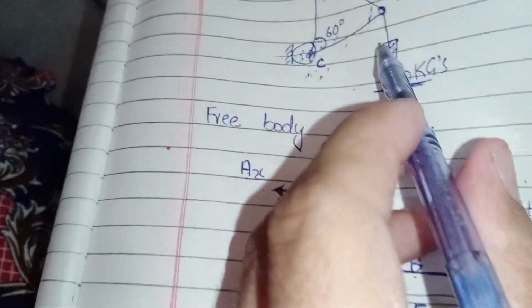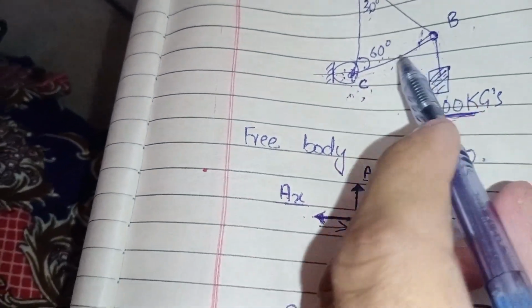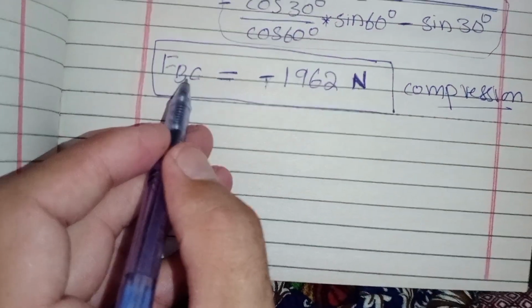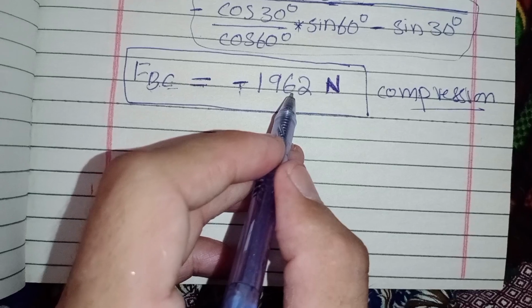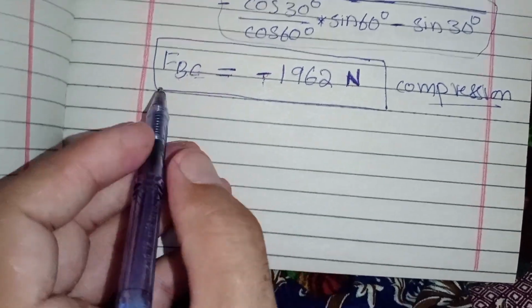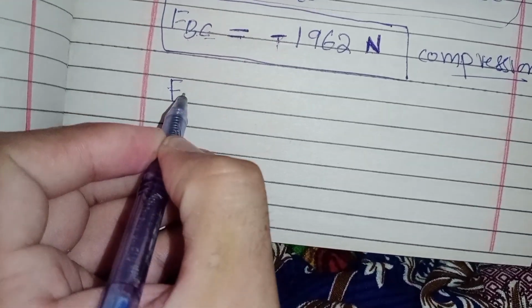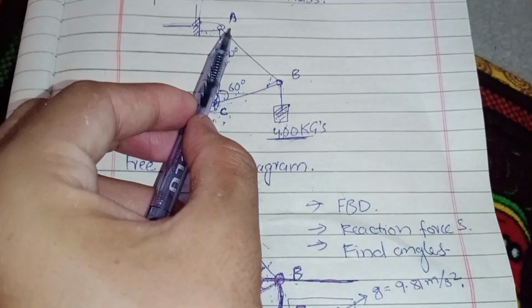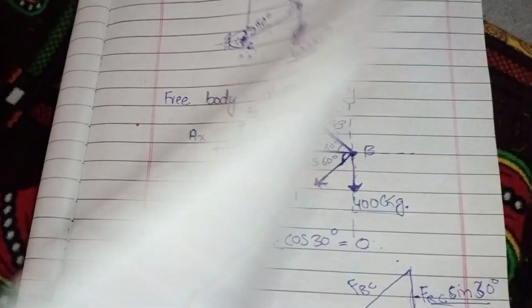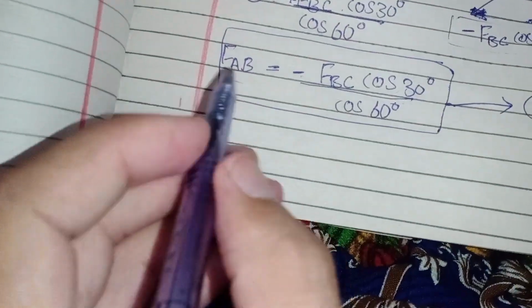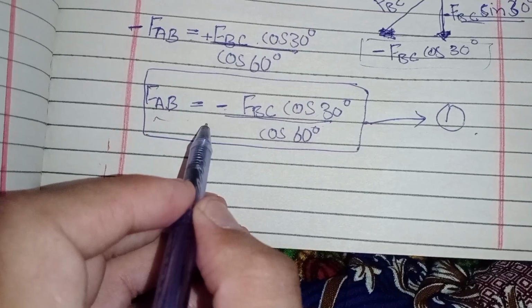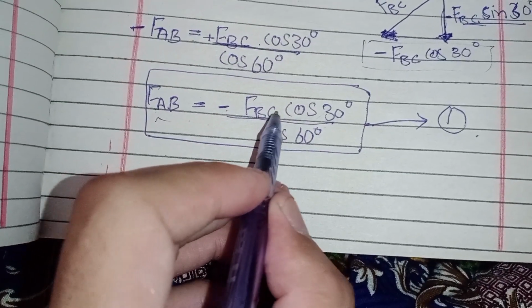This weight compresses this member. Now we have solved the force in member BC, which is 1962. So now we solve the force in member AB. We put F of AB, use this equation 1, and put the value of BC.